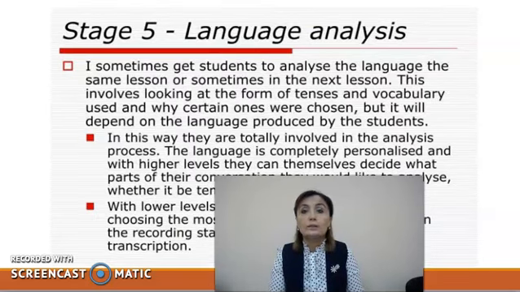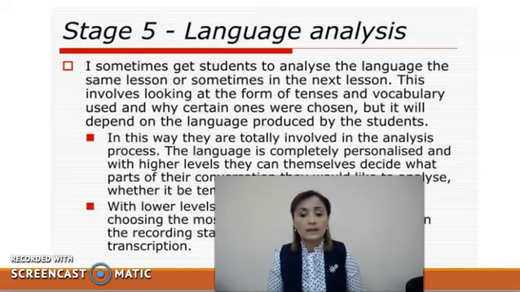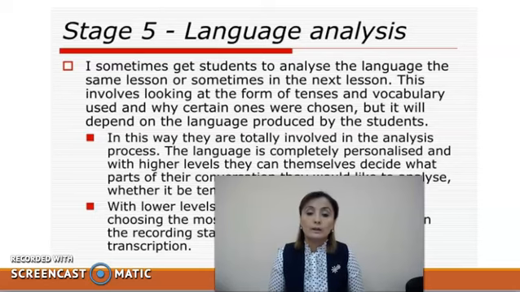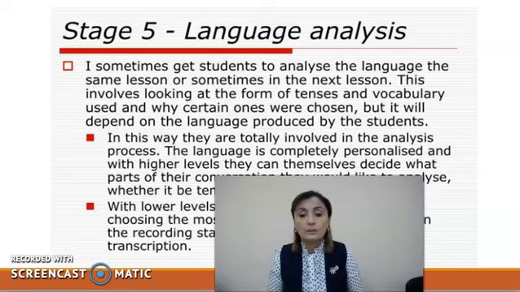Stage 5, language analysis. I sometimes get students to analyze the language in the same lesson or sometimes in the next lesson. This involves looking at the form of tenses, the vocabulary used, and why certain ones were chosen. But it will depend on the language produced by the students. In this way, they are totally involved in the analysis process.